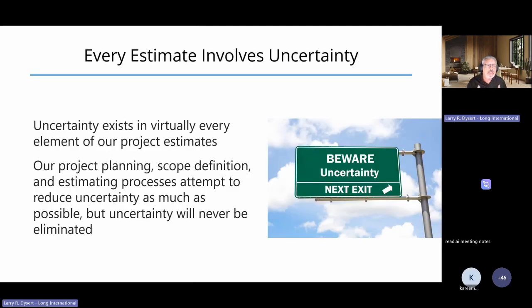As a prediction, we should understand that uncertainty exists in every element of our project estimates. As we work through our project development phases towards a final funding stage, we're incrementally developing scope and improving our estimating processes based on that improved scope definition, so that we're trying to reduce uncertainty as much as we can. But we're never going to eliminate uncertainty associated with our prediction of the estimated value.